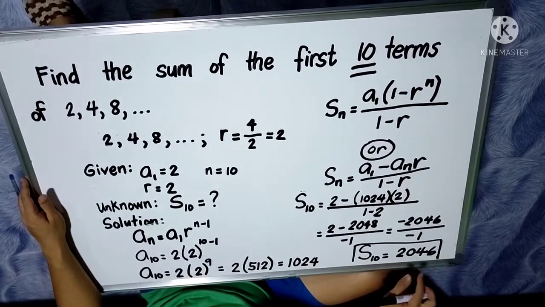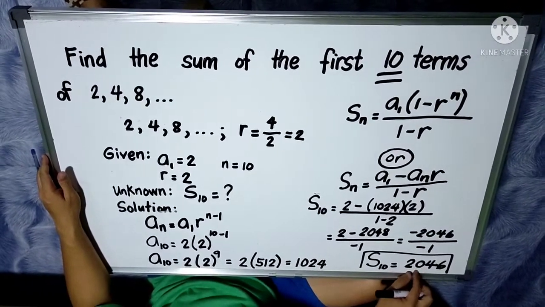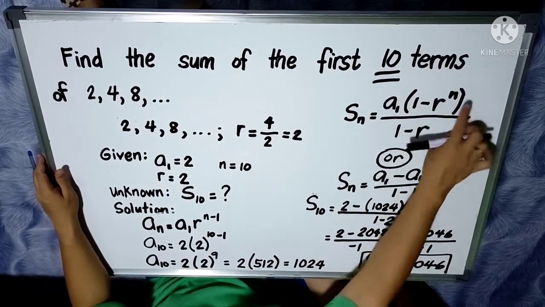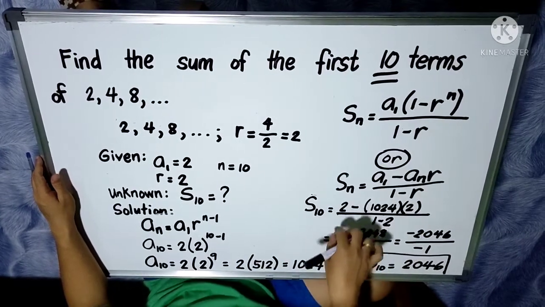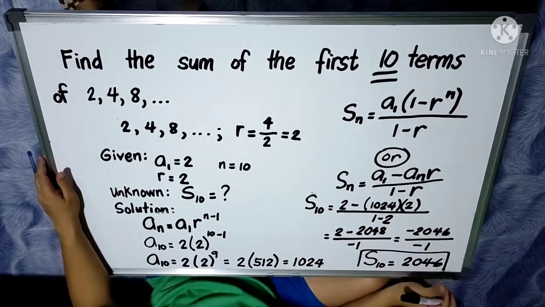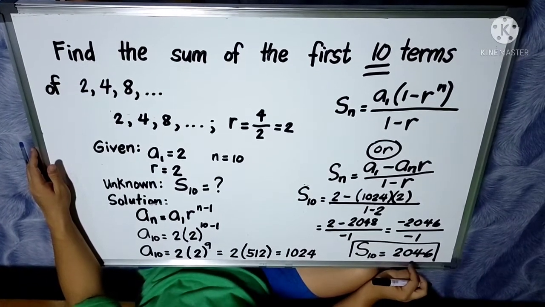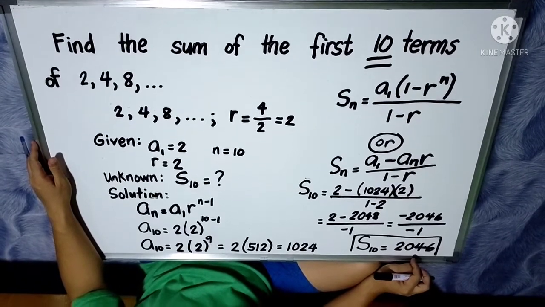And you notice that our answer is just the same as the previous answer when we used this formula. So that means that whichever of the two formulas you use, you will still arrive at the same answer, granted that your computation is correct.